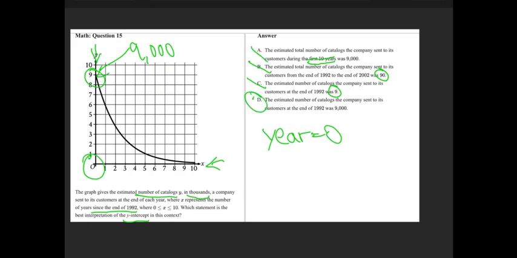At the end of 1992, there were 9,000 catalogs a company sent.